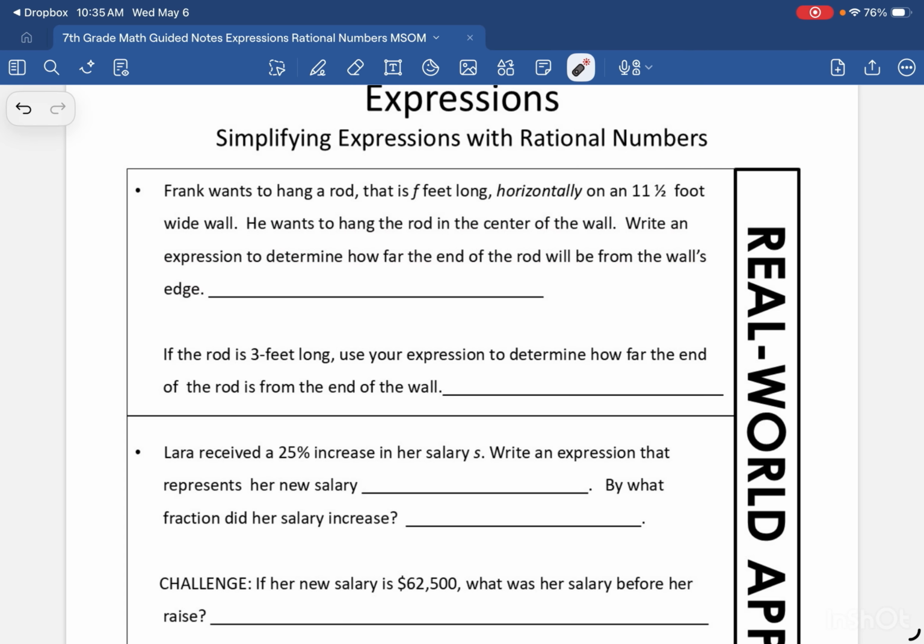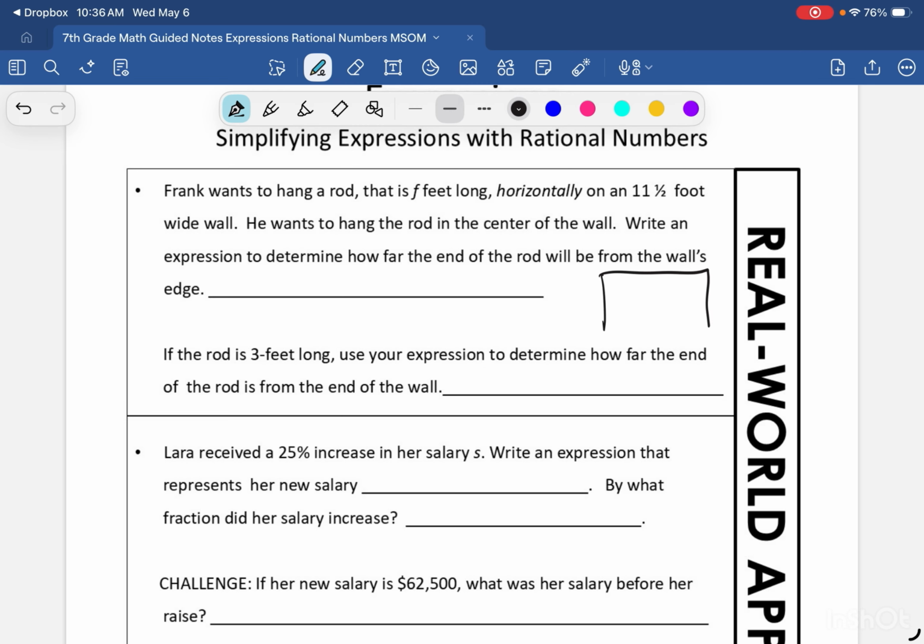All right, so there's probably a couple different ways we can do this. Let's start with a picture. If I have a wall and I want my bar or my rod to go here in the middle, I know that the wall is 11.5 feet long. I don't know how long the rod is, but it does tell us that it is F feet long. So that's my variable F. So how can I figure it out so it's exactly in the middle of the wall?